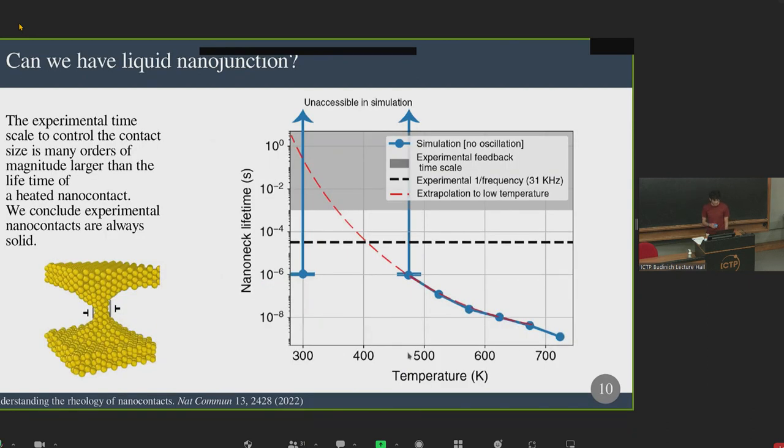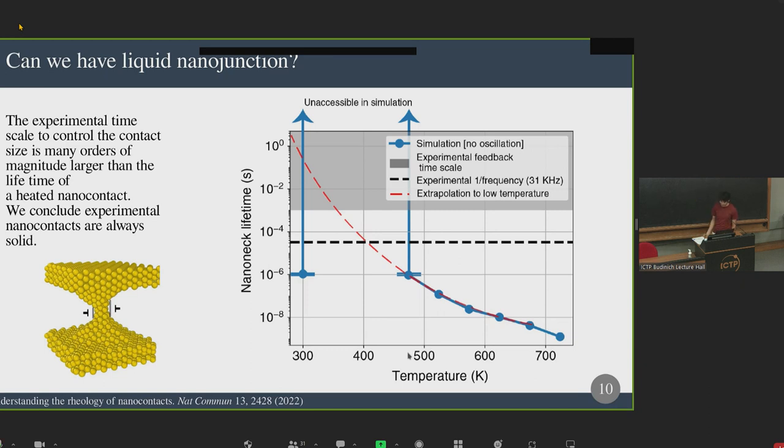So the last slide I show here, the motivation for this is that the other day, some of the professors here asked some questions. Is it even possible to have liquid between the nanojunctions? We failed to do it in simulation. We couldn't see a liquid between junctions in simulations. It's really tricky and hard to maintain.